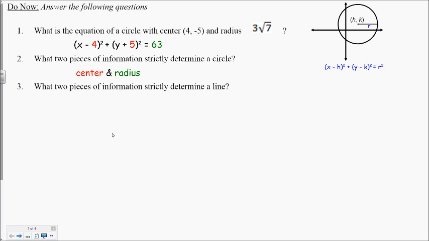So now, to think about how to write the equation of a line, we're going to need to think about what two pieces of information strictly determine a line. Well, for any line, it can be easily described by its position and its direction. And the two things that determine the position and direction: a position can be determined by some starting point, and the direction is determined by the slope. So let's take a look at how that actually determines a line.